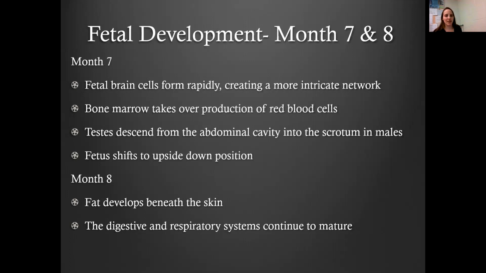Month 8, you finally have fat developing underneath the baby's skin, which will cause it to become less wrinkly and more plump. And the digestive system and respiratory system are going to continue to mature. The respiratory system is one of the last ones to develop, which is why premature babies often have to be on ventilators and stuff like that.